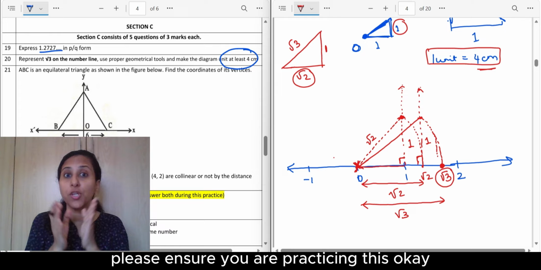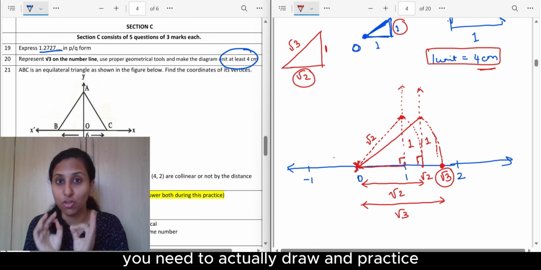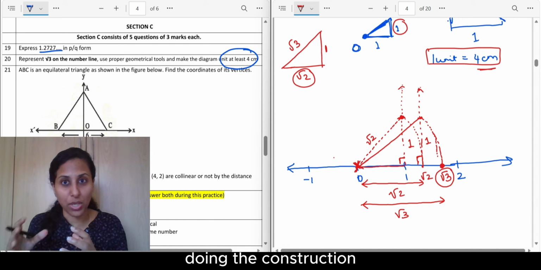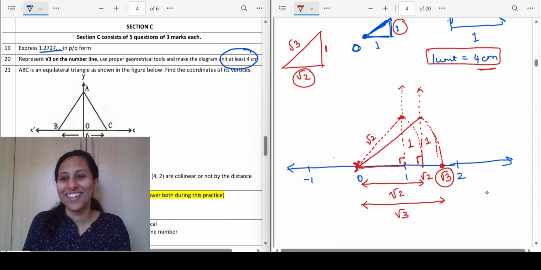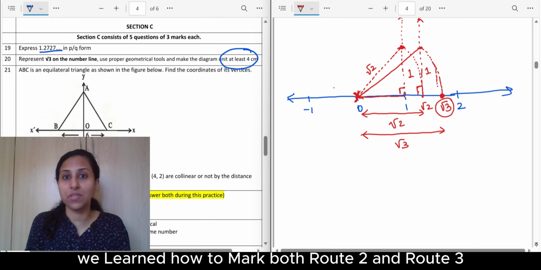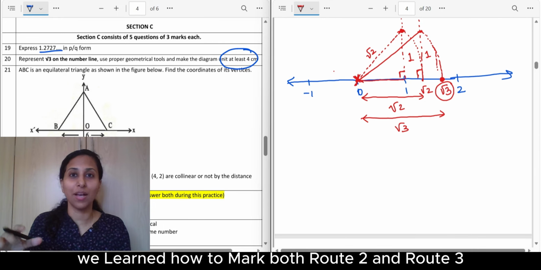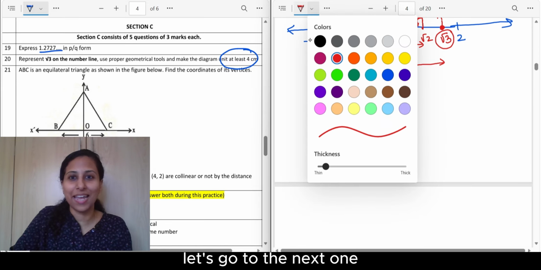Please ensure you are practicing this. Just watching it won't help. You need to actually draw and practice doing the construction so that you get the necessary speed in the exam. That was about the 20th question. In fact, in the 20th question, we learned how to mark both root 2 and root 3 on the number line. Let's go to the next one.